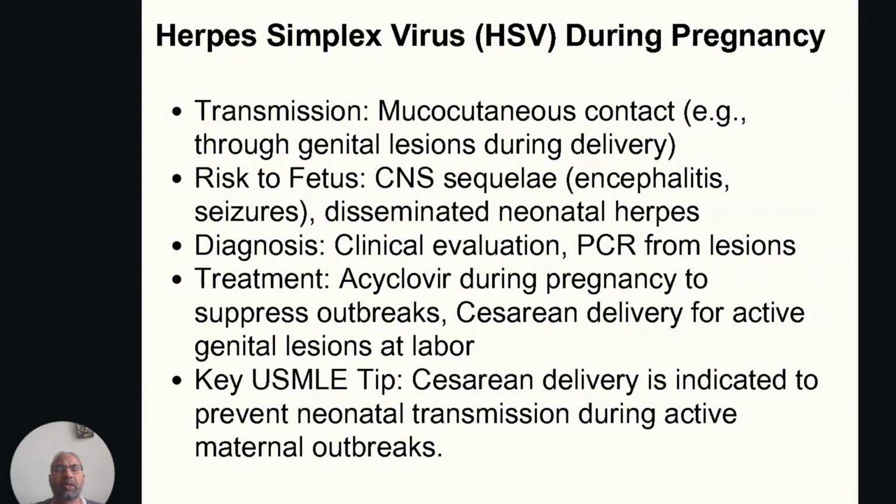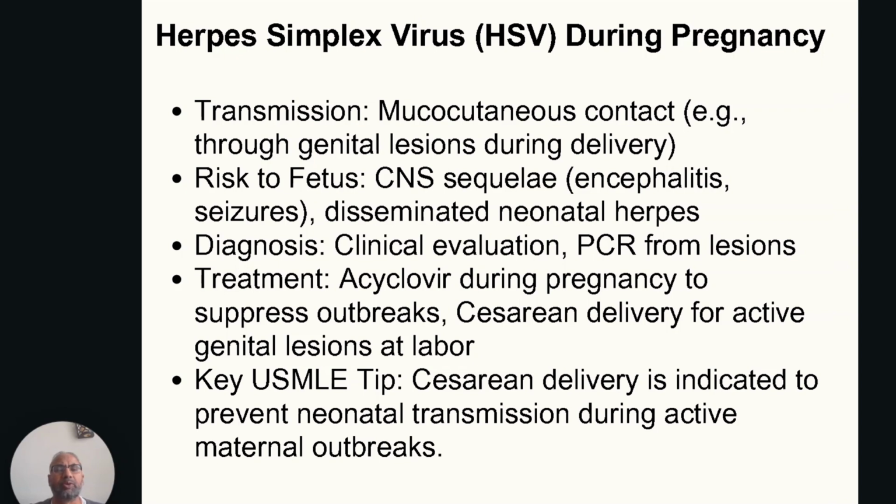These herpes lesions occur on the skin. HSV1 mostly involves the face and upper part of the body, and HSV2 mainly involves the genital area. So if the mother has HSV2, which involves the genital area, then the baby may be born with these complications: CNS sequelae, encephalitis, seizures, and the baby may also have disseminated herpes.